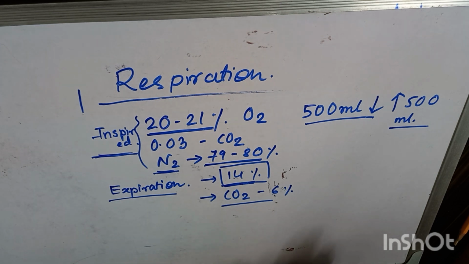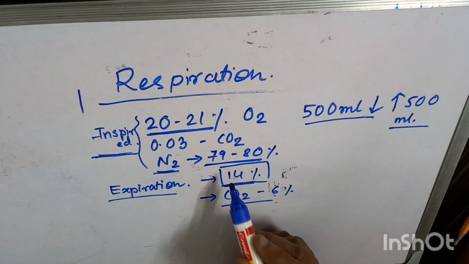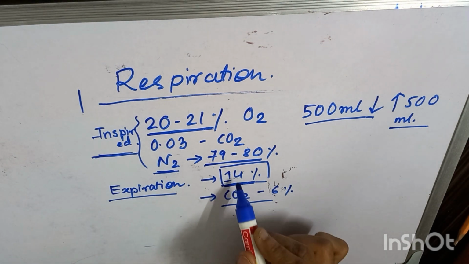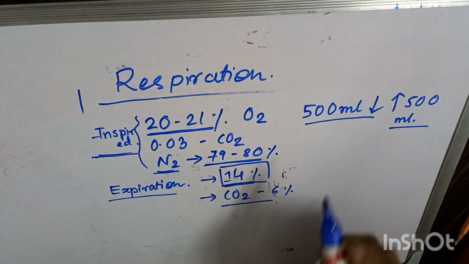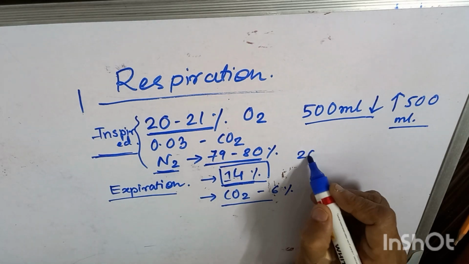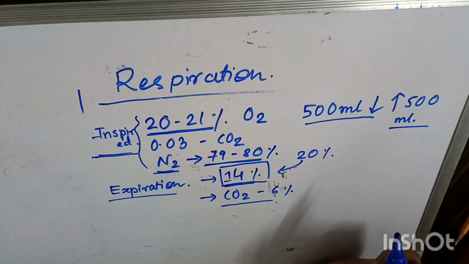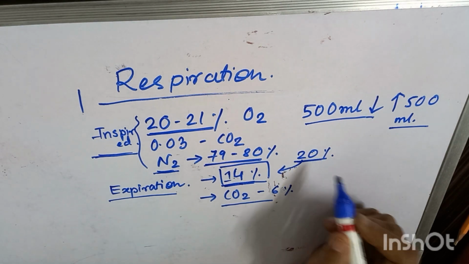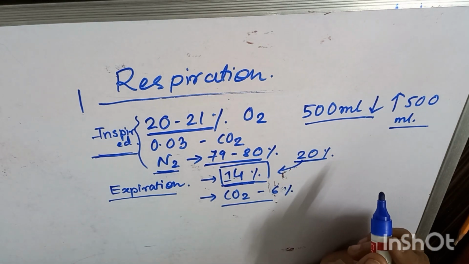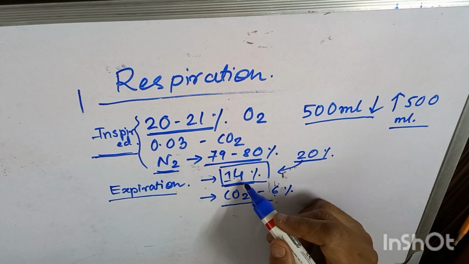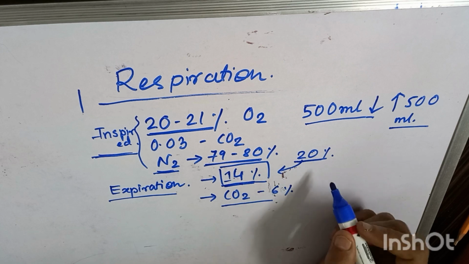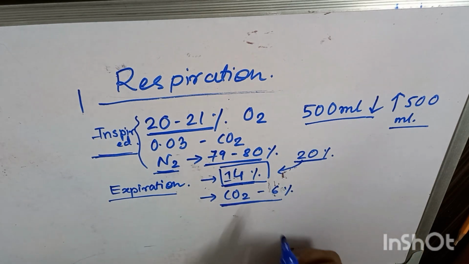So nitrogen remains as it is, and the oxygen that gets used up results in the expired air losing oxygen, going from 20% to 14%. That means 100 ml of air, which was carrying 20 ml of oxygen, is now carrying 14 ml of oxygen in the expired air, and carbon dioxide is now 6%.